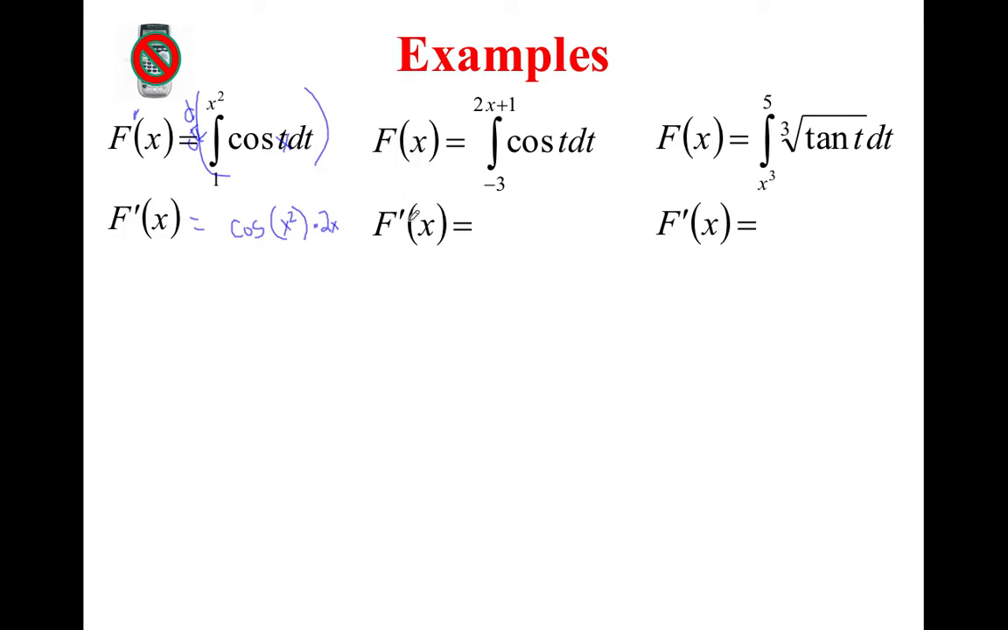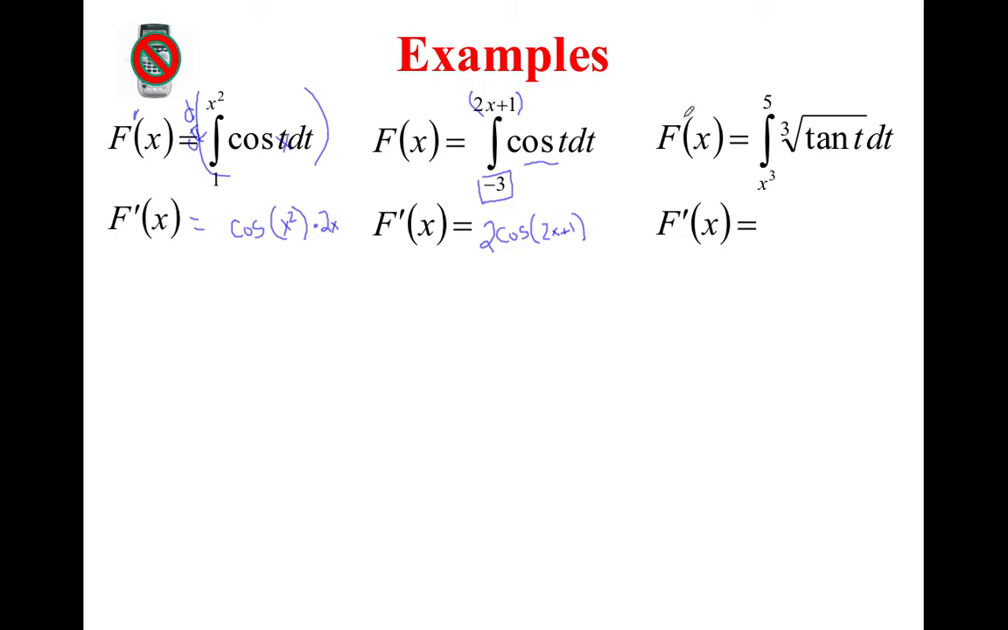Here's capital F. I want the derivative. I have a constant at the bottom and a function in terms of x in the top. So take the derivative of both sides. The derivative of -3 goes away. Copy cosine over, but it's cosine of 2x plus 1. Spit the derivative of the inside. How about this one?